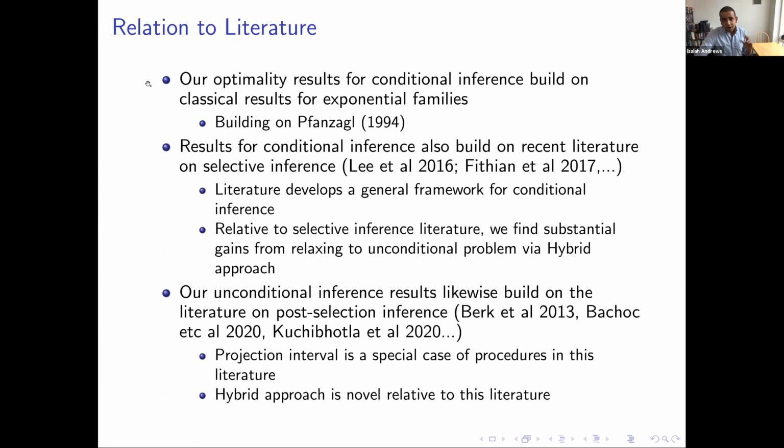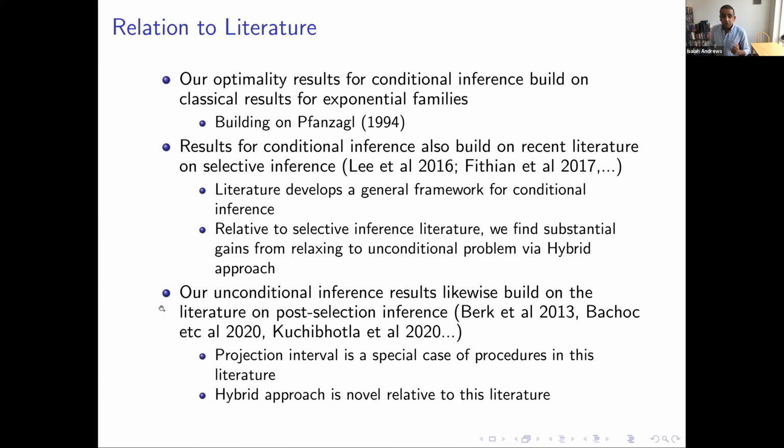As I suggested, our optimality results for conditional inference build on classical results for exponential families. Further, results for conditional inference also build on the large and growing recent literature on selective inference, where this literature develops a general framework for conditional inference that our conditional inference procedures fall into. Relative to this selective inference literature, one thing that appears to be new in this paper is that we find these substantial gains from relaxing to the unconditional problem via this hybrid approach.